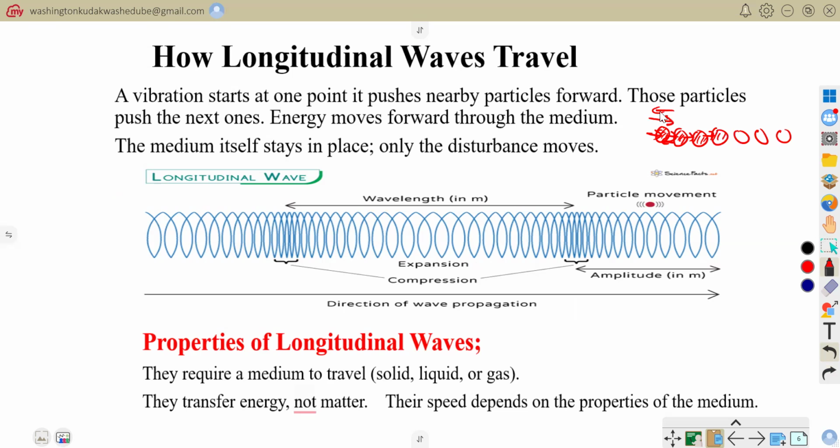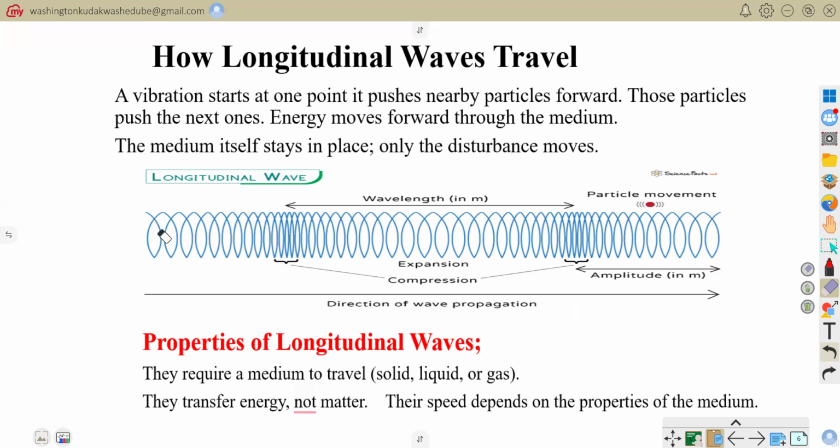Now, when it is moving backwards, the second particle moves forward. And then the third particle, the fourth particle. That is how longitudinal waves are actually transferred, or else that is how they travel. Those particles push the next ones and energy moves forward through the medium.